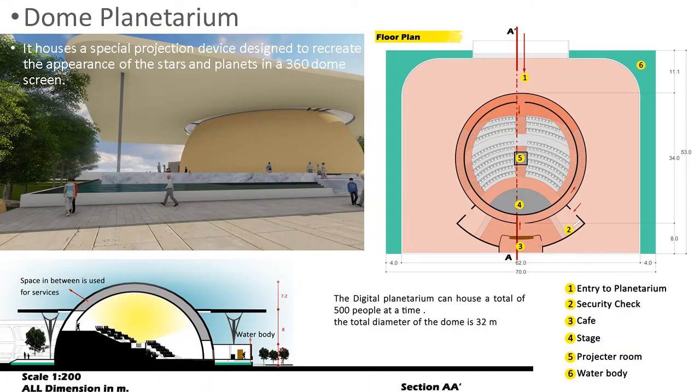The dome planetarium. It houses a special projection device that is designed to recreate the appearance of stars and planets on a 360-degree dome screen. The planetarium can house up to 500 people at a time, and the total diameter of the structure is 32 meters. There is a sectional view of the planetarium shown below, and there is a floor plan shown above, and each room in the floor plan has been marked below.